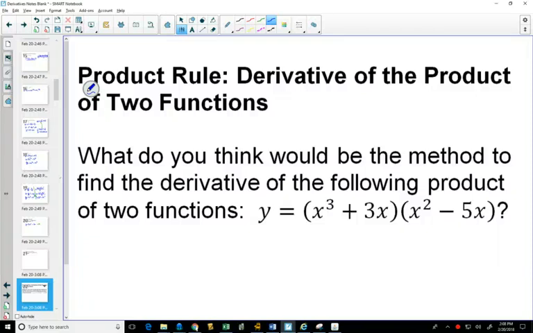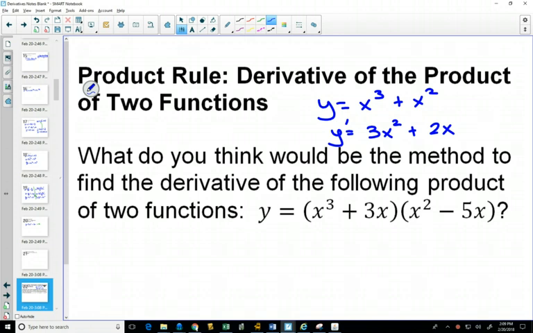Last week we learned the sum and difference rule, which said if you had a function like this, you can just take the derivative of each one separately, and that's the derivative of the whole thing. Straightforward. So now we have two things multiplied.